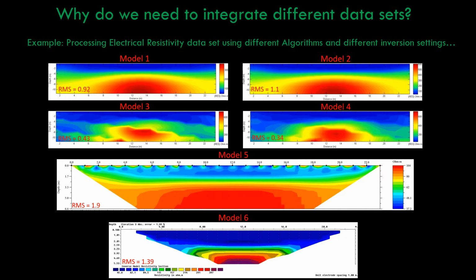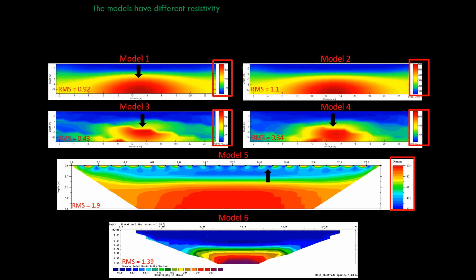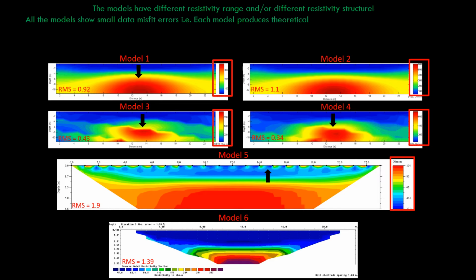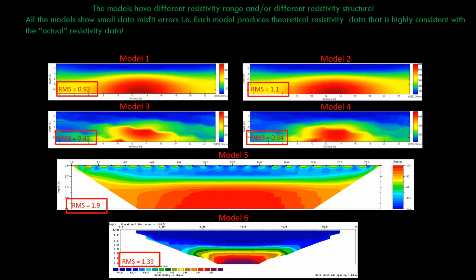Models 1 to 4 were generated using our resistivity inversion code, whereas models 5 and 6 were generated using 2 other commercial codes. The models have different resistivity range or different resistivity structure. Furthermore, all the models show small data misfit errors. That means the theoretical resistivity data obtained from each model is highly consistent with the measured resistivity data. So which model is the closest to the real model?